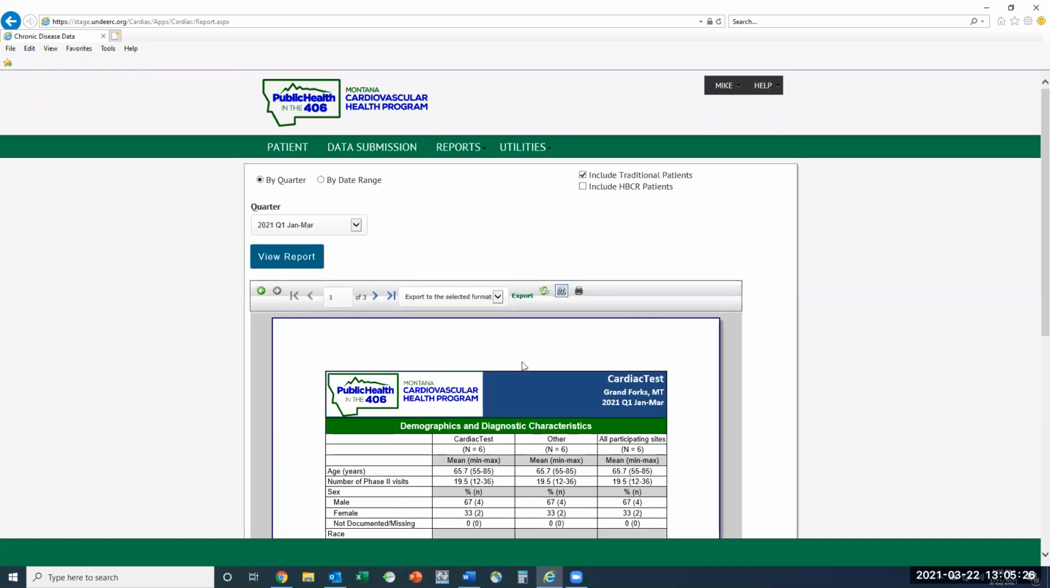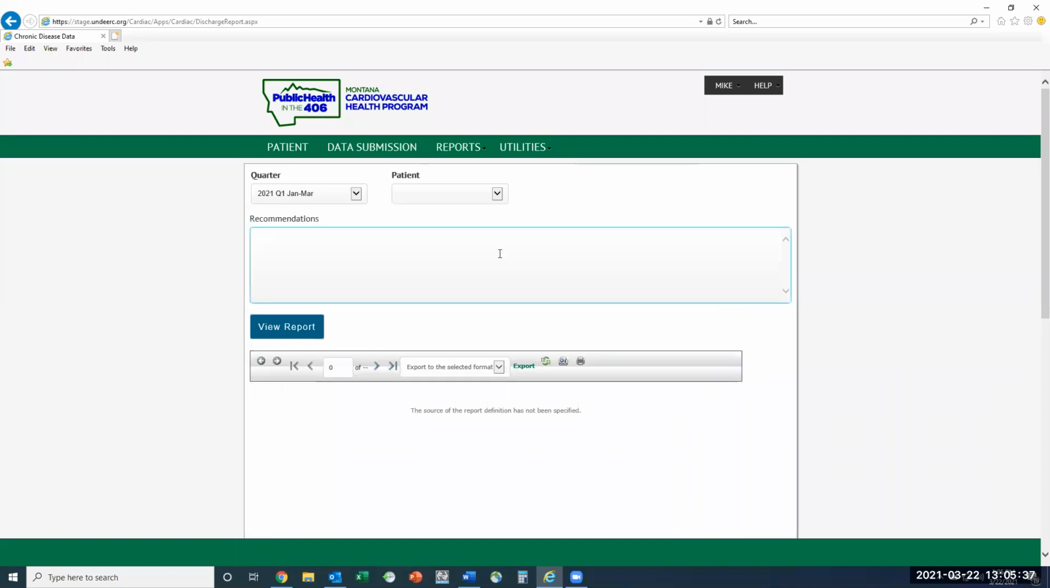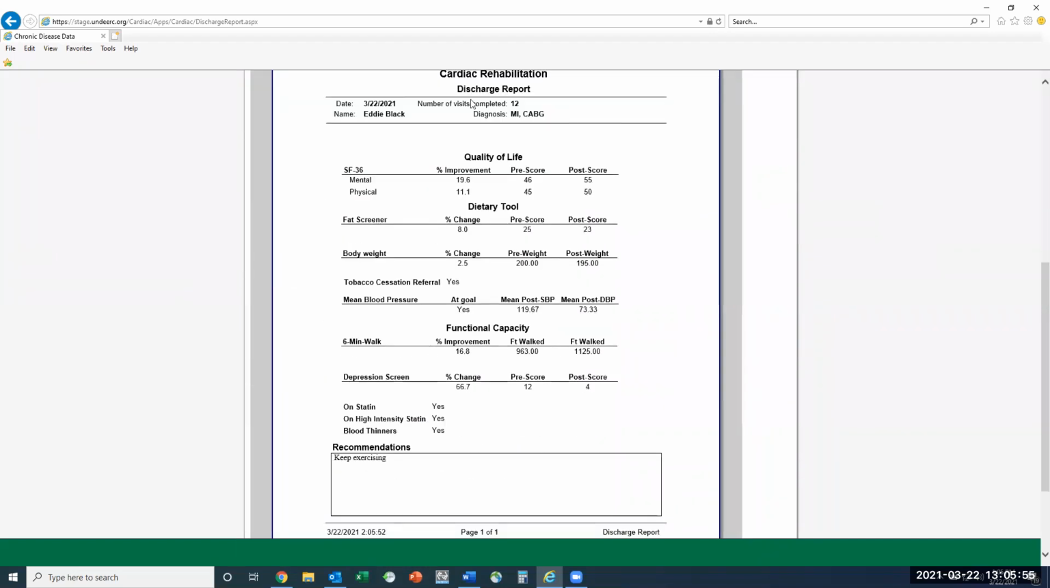One of the other things that came to my attention is that there are more than several programs who aren't using the discharge report. The discharge report is a really nice feature to have. It can be given to the patient, it can be sent to the doctor. You can make recommendations in here. So you get a nice one page that encompasses the entire visit of the patient.